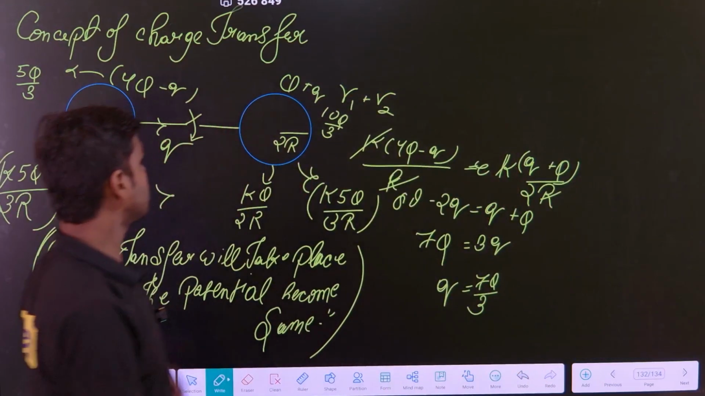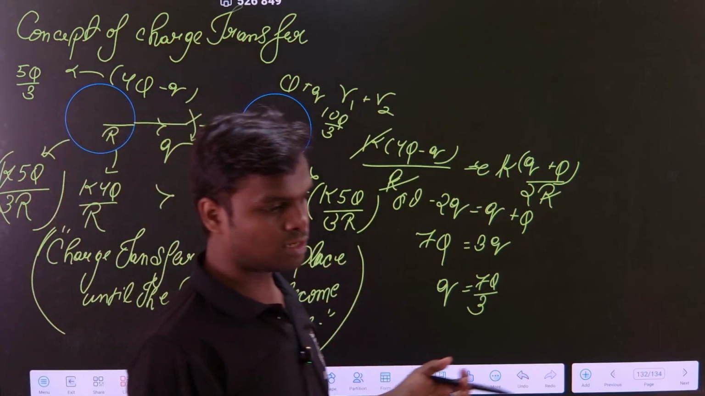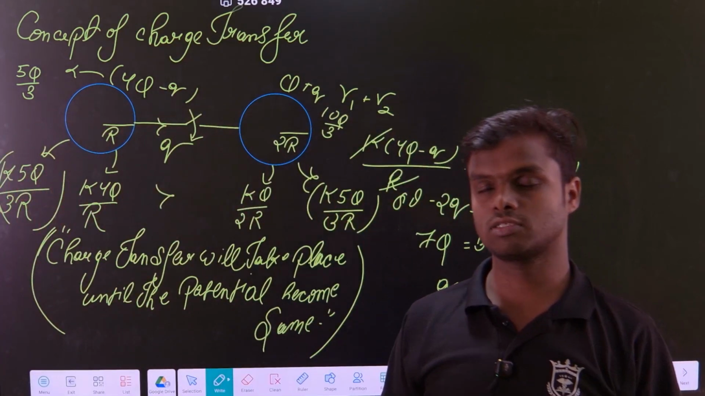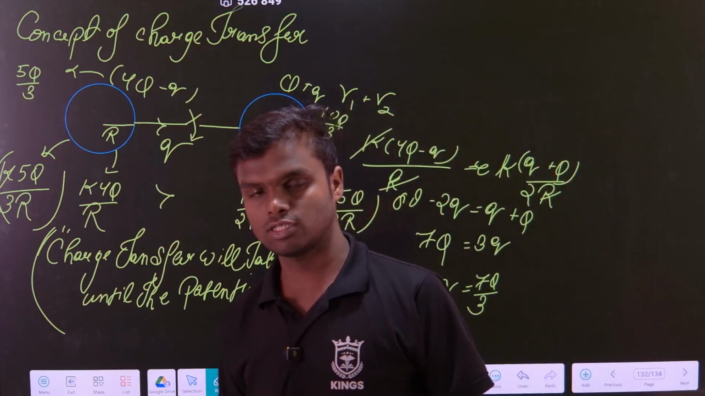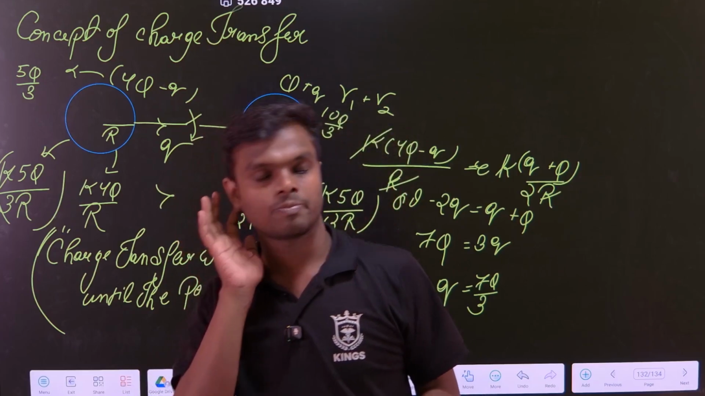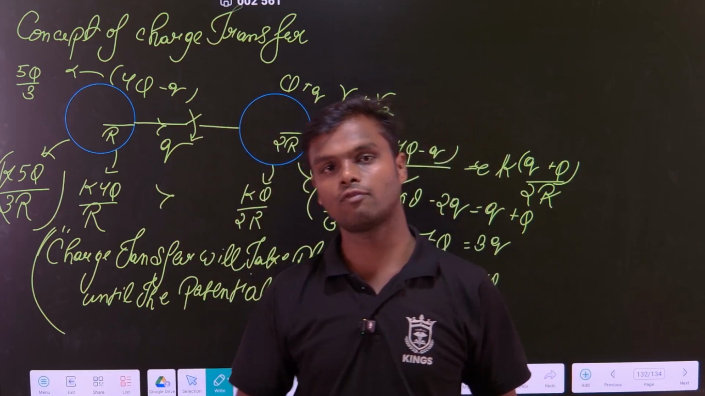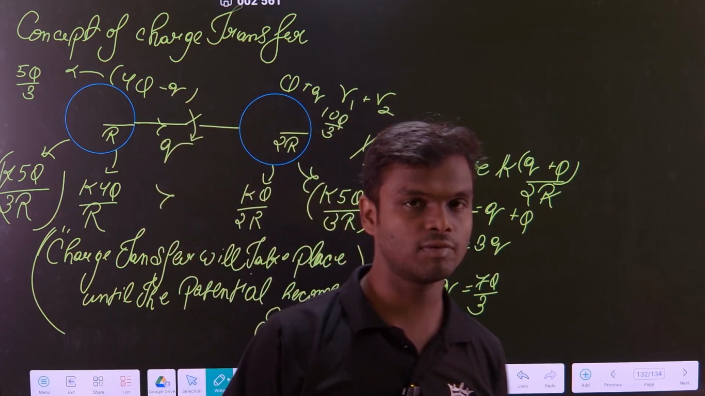The next concept is charge transfer. My question is, suppose I am connecting two conductors whose potentials are different, one has a higher potential and one has a lower potential. If there is a potential difference, there will be a flow of charge. The charge will flow from higher potential to lower potential. That is for positive charge; for negative it will be from lower to higher.